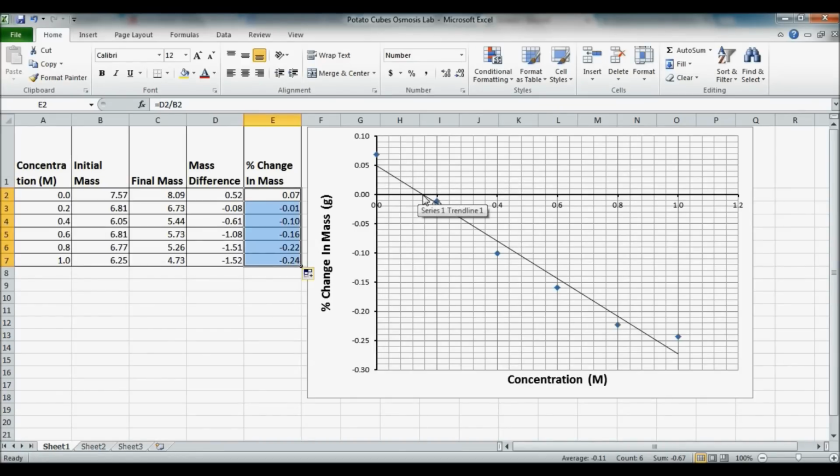Since the percent change in mass is not changing here, this value represents that there is no change in water in the potato cores. They didn't lose any water, they didn't gain any water, they didn't change, so they were in an isotonic solution.